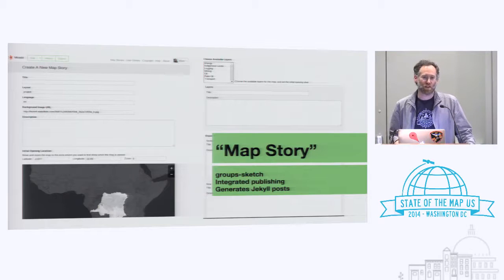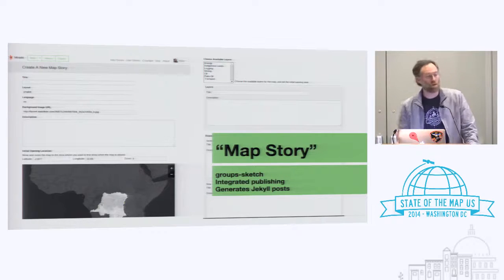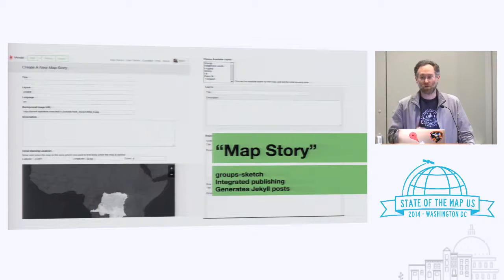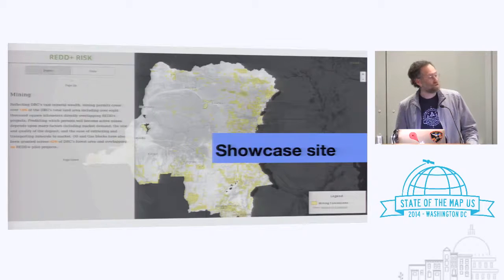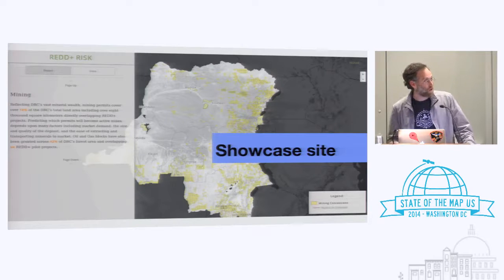There's a branch of OpenStreetMap in the OSM Lab GitHub repository, which has groups. And a group can work collectively on a map story, which consists of a number of form fields. You choose your tiles, you set your map views for different sections of the site, you put in text, and then it generates a post in a Jekyll site.